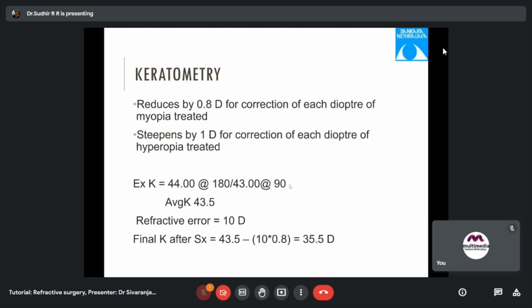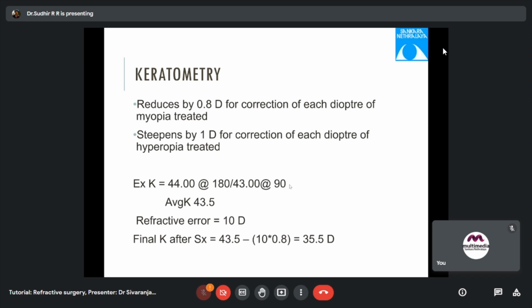You have to be safe. Always keep safe instead of going to extremes. Always aim for safety, so keep it at 36. Ideally 36, anything above 36. What happens when the cornea is too flat? There should be some kind of aberrations, then only you have good quality vision. If there are no aberrations and everything is flat, the rays of light go parallel, they don't focus.